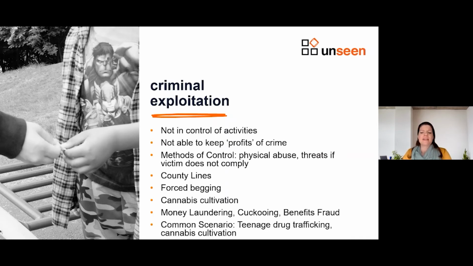We're also seeing more and more money laundering and benefits fraud, where individuals are kind of taking someone's identity or forcing them to use their own personal bank account to move criminal funds.